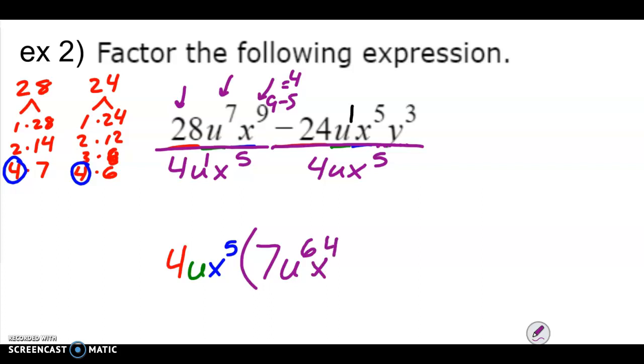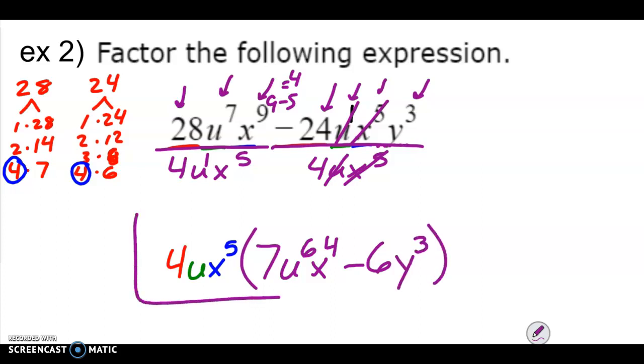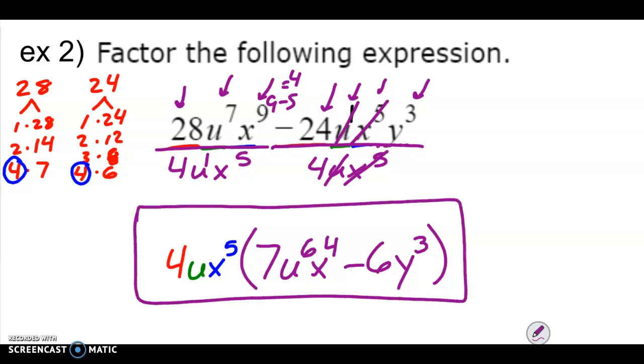And then on the right-hand side, negative 24 divided by 4, we'll have minus 6. A single u divided by a single u, they both cancel. x to the 5th divided by x to the 5th, those are all gone. And then y to the 3rd isn't being canceled out at all because there's no y's in that common factor, so it's just going to be negative 6y to the 3rd. And that is your complete factor and your final answer.